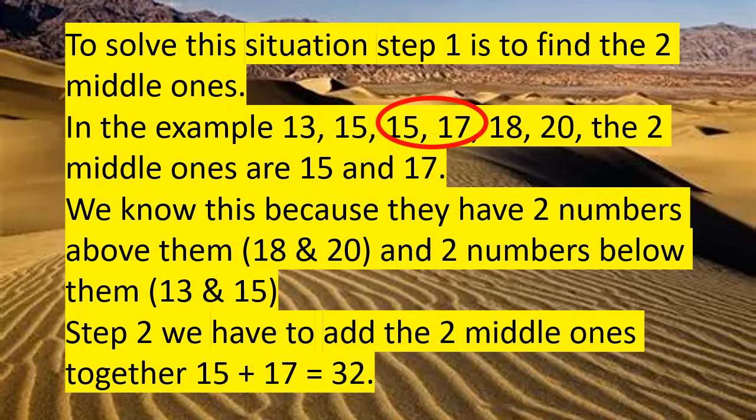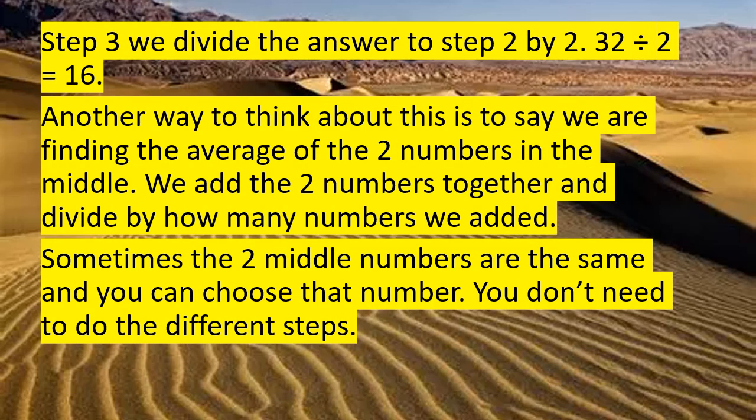To solve this situation, step 1 is to find the 2 middle ones. So in this example, the middle ones are 15 and 17 that you can see with the red circle around them. We know this because they have 2 numbers above them, 18 and 20, and 2 numbers below, 13 and 15. So step 2, we have to add the 2 middle ones together. So 15 and 17 equals 32. Step 3, we divide the answer to step 2 by 2. So 32 divided by 2 equals 16.